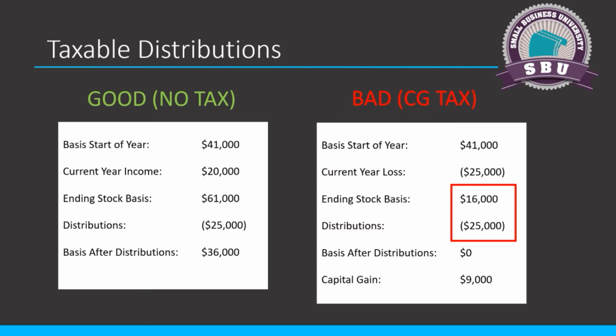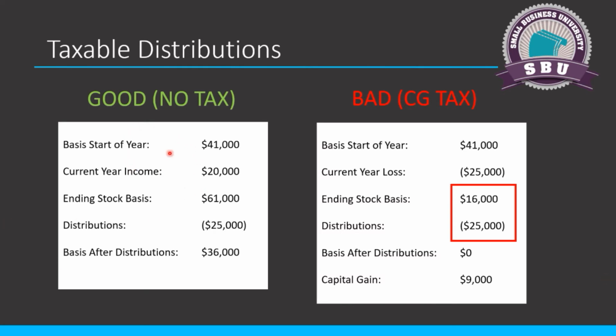You figure out what your ending basis is after all your distributions. That becomes next year's beginning basis, and you move on, and it doesn't matter. And that's what 99% of your clients are going to be. But let's say that you have distributions in excess of this basis. That amount that's in excess is taxed at the capital gain rate. Okay, so let me show you. I've got these examples here.